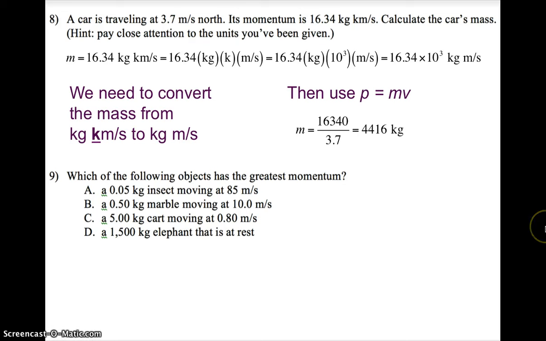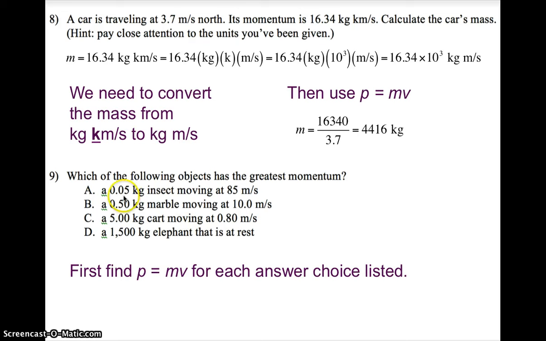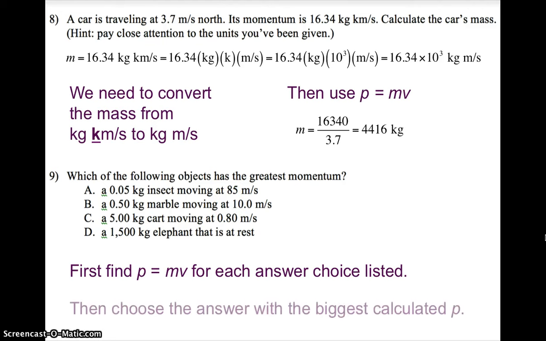To solve number 9, you multiply mass times v for each of these answer choices. And then you just look and see which one has the biggest calculated value for p, momentum. I believe it comes out to choice B.